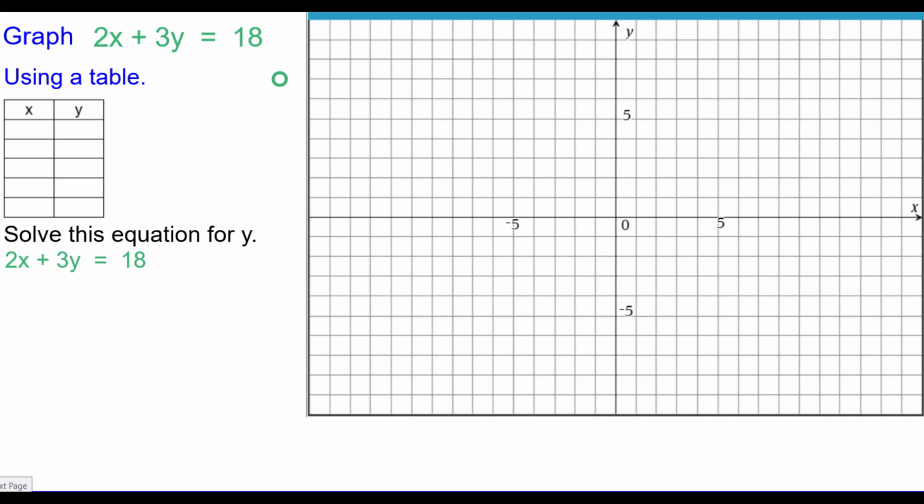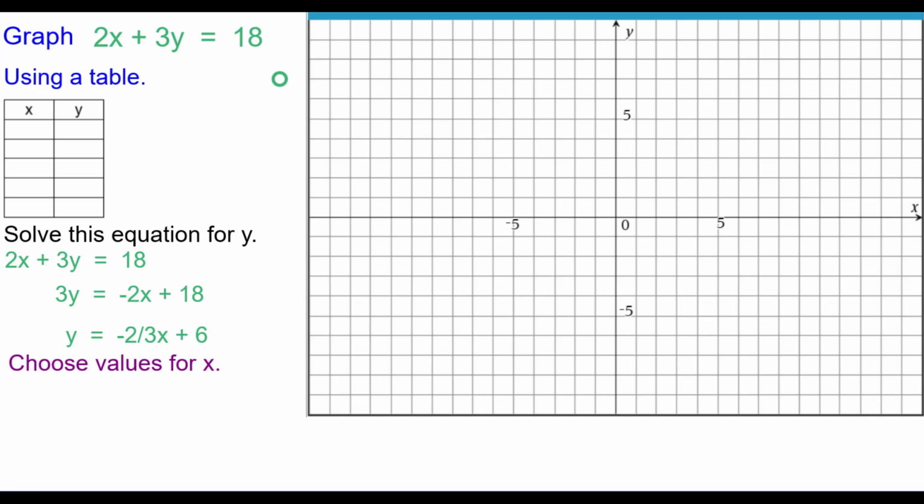So solving for y, the first thing we need to do is subtract 2x from each side, divide each term by 3, and now it is solved for y. We should point out the original equation and the one solved for y are called equivalent equations. They look different, but they have the same ordered pairs.